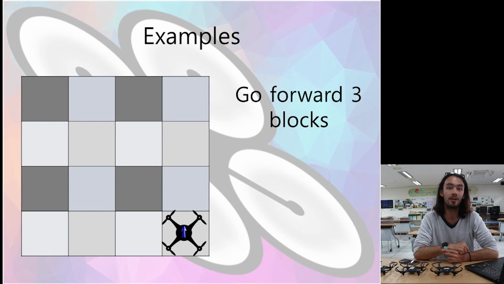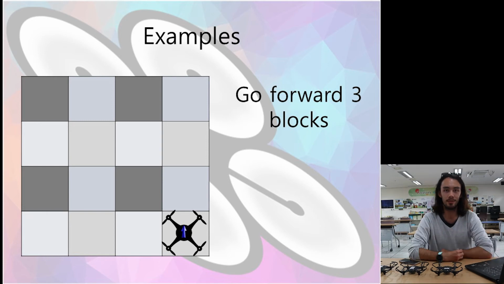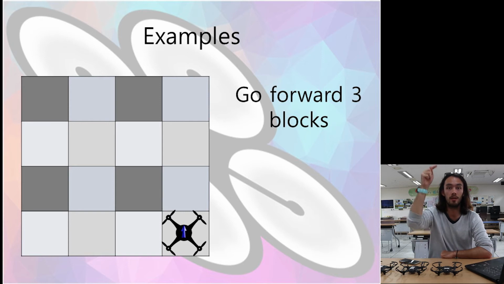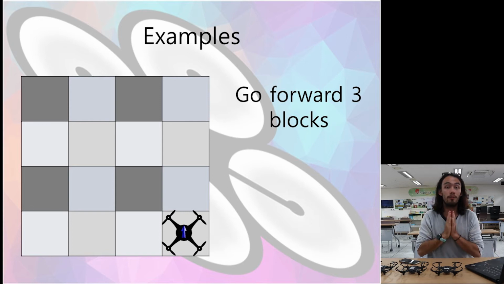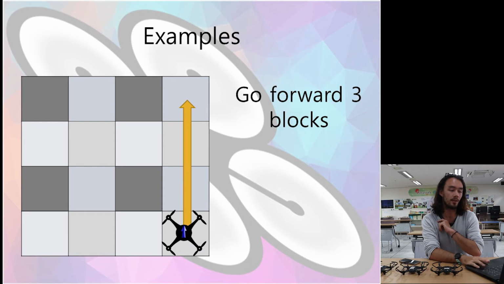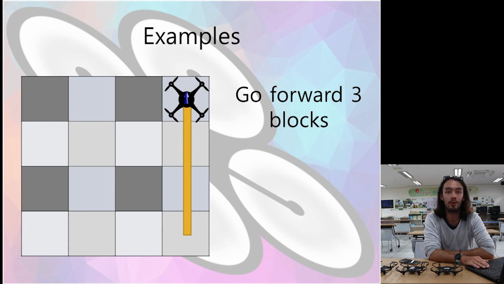So counting on the grid, we're going to go up because the arrow is pointing up for forwards. So on the grid, we are going to move 3 blocks up or forwards. So as you can see, I've put a little yellow arrow for you. So we can count 1, 2, 3, and the drone moves forward.